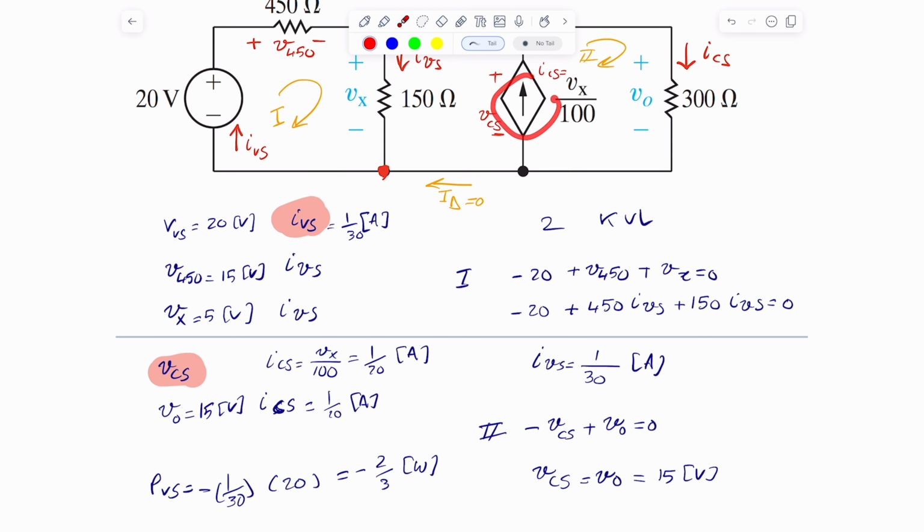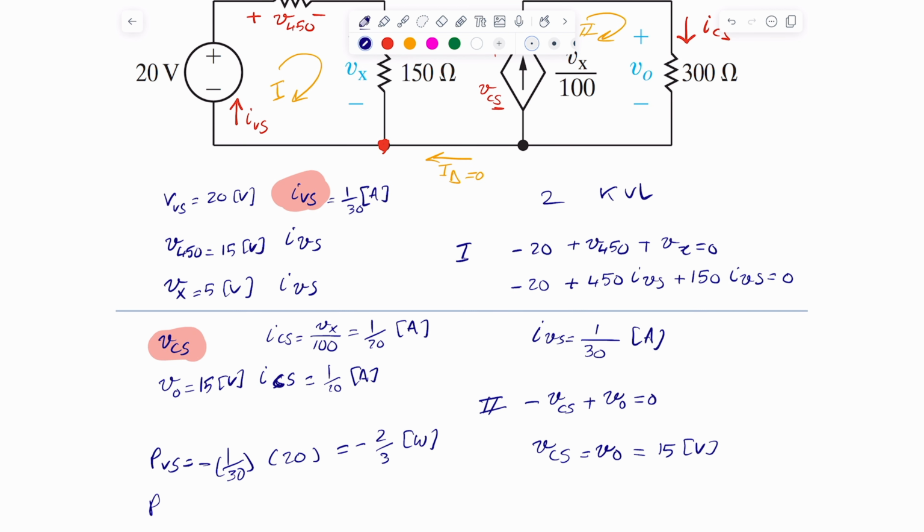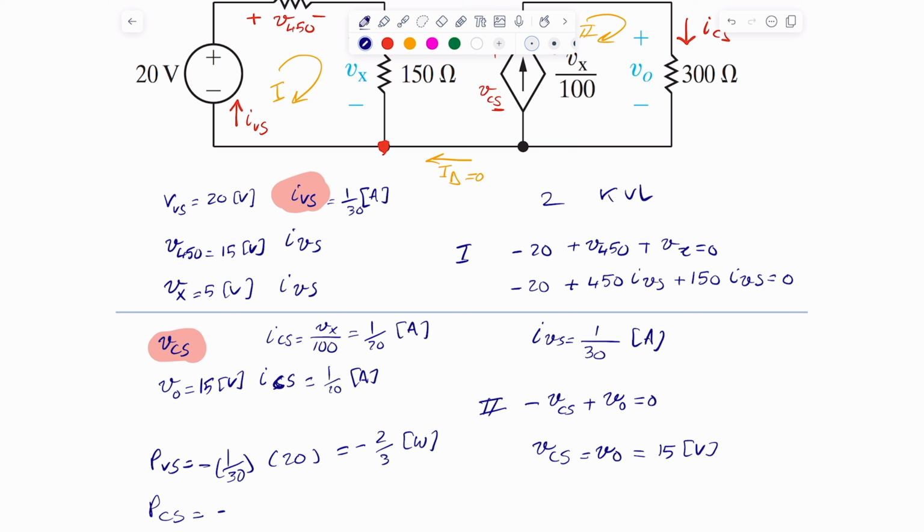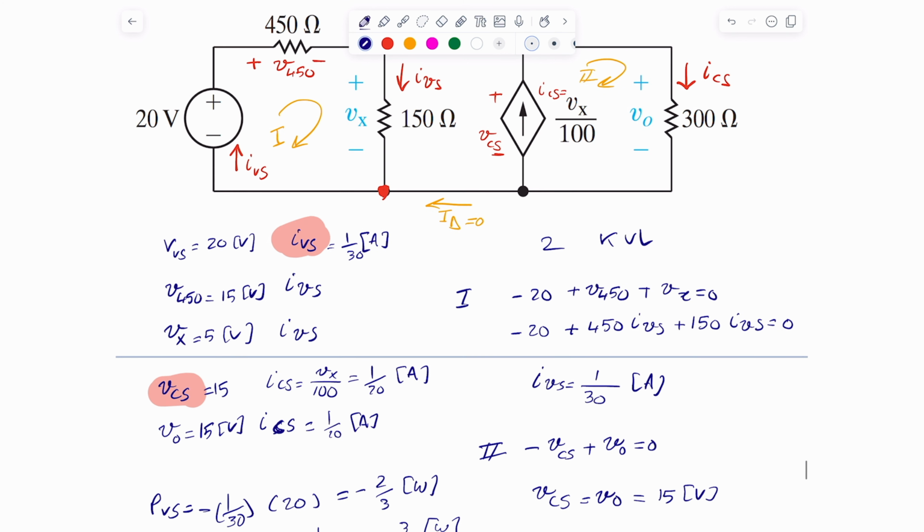I'll go to the other source and do the same type of analysis. The power of the current source is equal to, well, the current is hitting the negative part first. So negative V current source, which is 15 volts, as we figured out, times the current going through it, which is 1 over 20. That is simply negative 3 divided by 4 watts. It's also generating power. That means the two sources are generating power, and hopefully the other elements are consuming that power being generated.